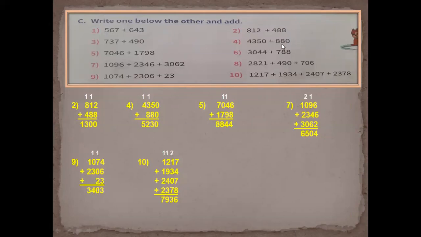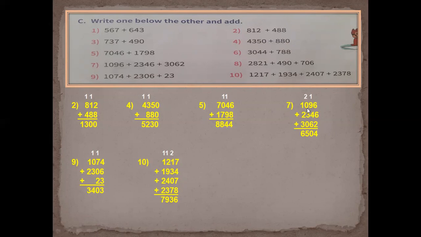4350 plus 880. Right? You have to write those numbers like this in a proper method. Write one below the other, and in the hundreds place column only you write a hundreds place digit. Okay, 4350 plus 880 is equals to 5230. Next, fifth one, 7046 plus 1798. That is equals to 8844. Sixth one, you have to do like the same.